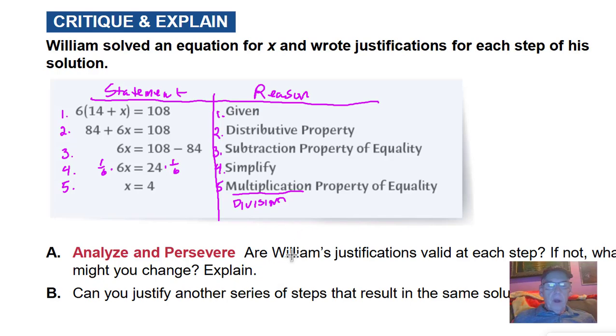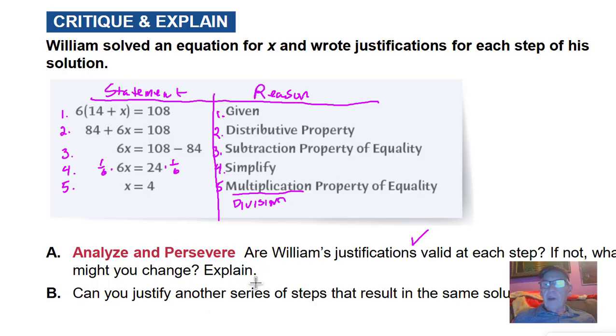So part A, are his justifications valid at each step? This seems to be a logical series of connections. If we put 4 back in here, 6 times 18 is 108. You've got 6 times 10 and 6 times 8. 6 times 10 is 60. 6 times 8 is 48. They add up to 108. So his justifications are valid. So there's nothing to change on that.